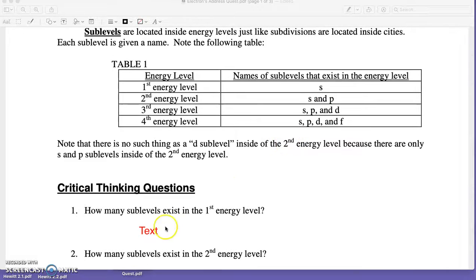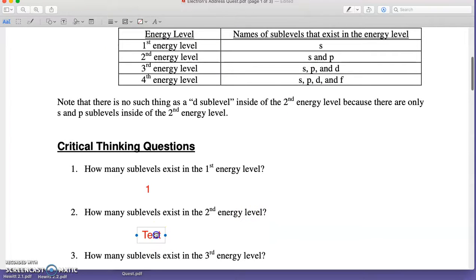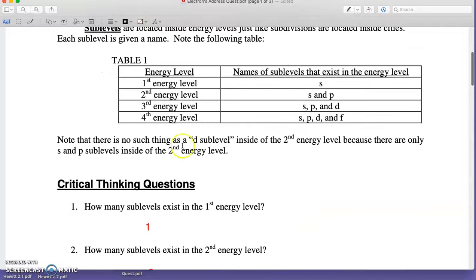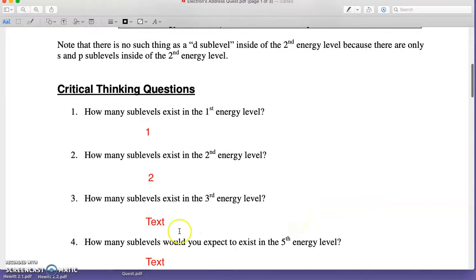So let's talk about a couple of things that we can go along with this, using this chart. First question, how many sublevels exist in the first energy level? Well, there's just the S, so there's only one. How many sublevels exist in the second energy level? S and P, therefore there are just two. How many sublevels exist in the third energy level? S, P, and D, which will be 3.